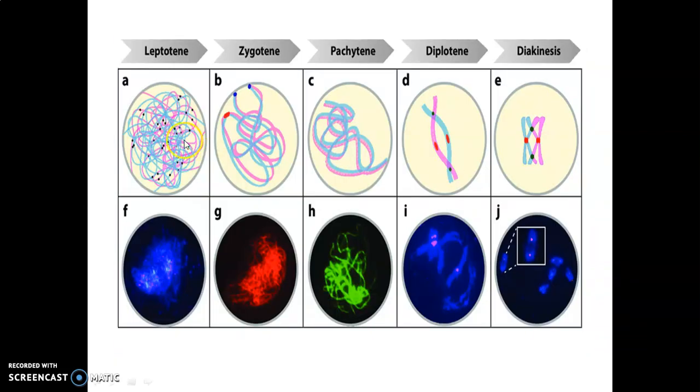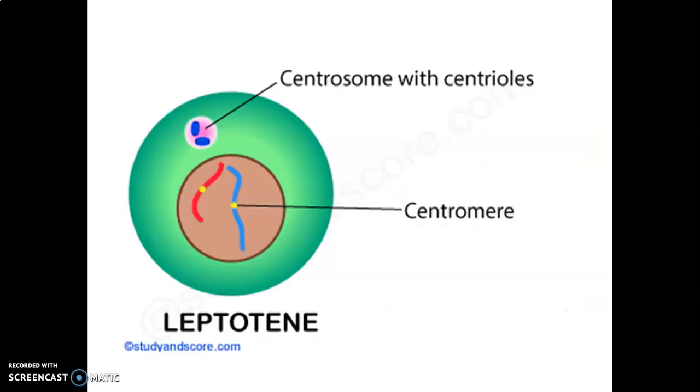But in meiosis 1, at prophase 1, again 5 steps are there. That is leptotene, zygotene, pachytene, diplotene and diakinesis. So, first of all, let's discuss meiosis 1, prophase 1, the 5 stages. So, the first stage is leptotene. So children, keep it in mind. In meiosis 1, prophase 1, the first stage is leptotene.